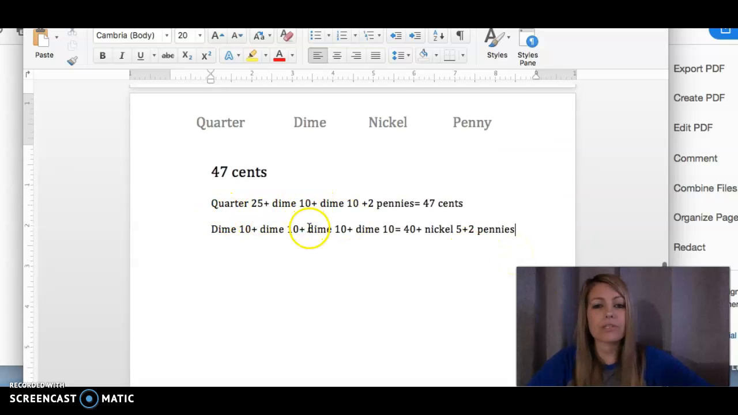Do you see how I used 2 different combinations? I used a quarter, dime, dime, 2 pennies, and I used dime, dime, dime, dime, nickel, 2 pennies to get me to 47 cents. To finish up today, I want you to think of one more way that you can get to 47 cents. There are lots of different combinations that you could use to get to 47 cents.